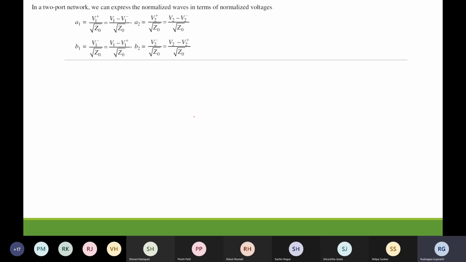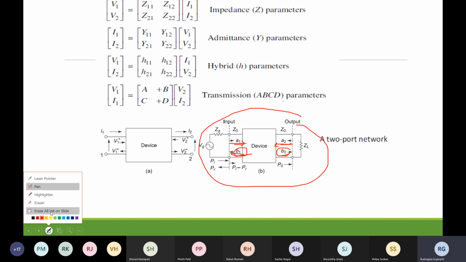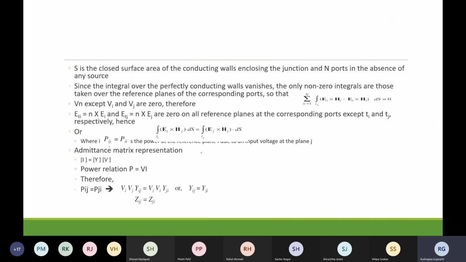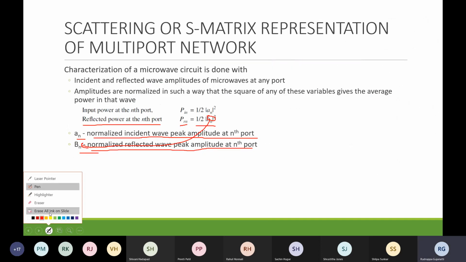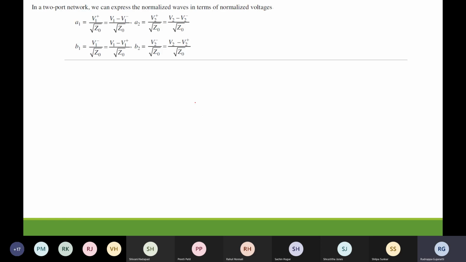Now in a given network, a two-port network, as displayed over here, we can observe we have A1, B1, A2, B2. This is an incident wave, this is also an incident wave, this is the reflected wave, and this is the reflected wave. So A and B represent the wave amplitudes. This is the representation they have specified.